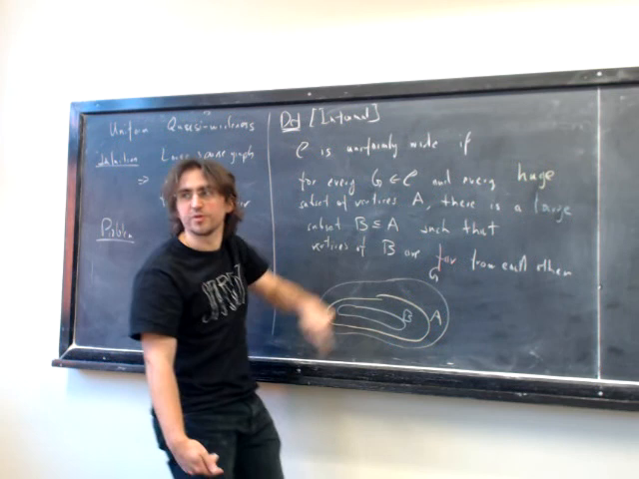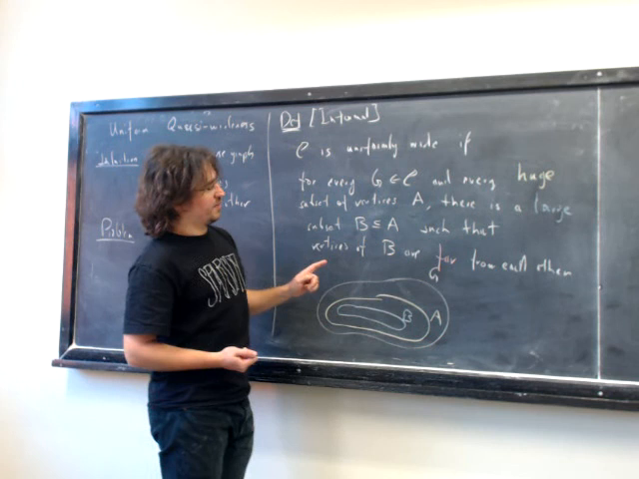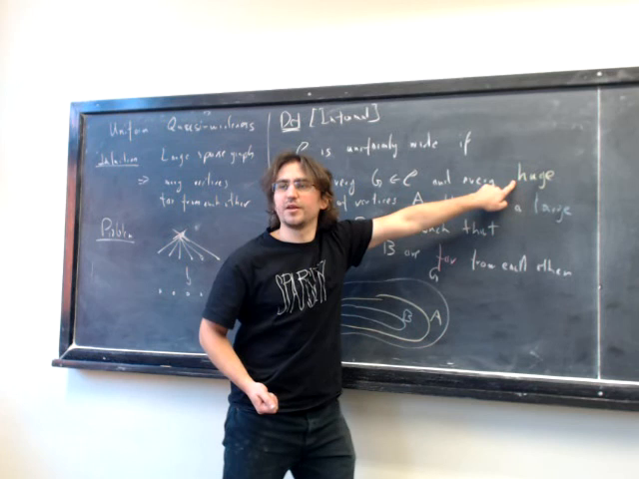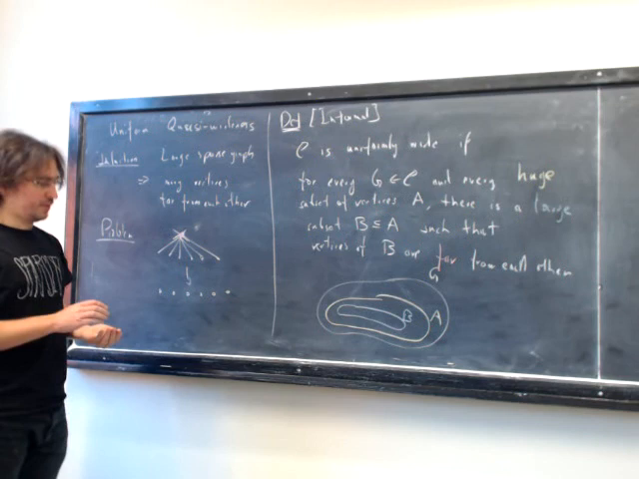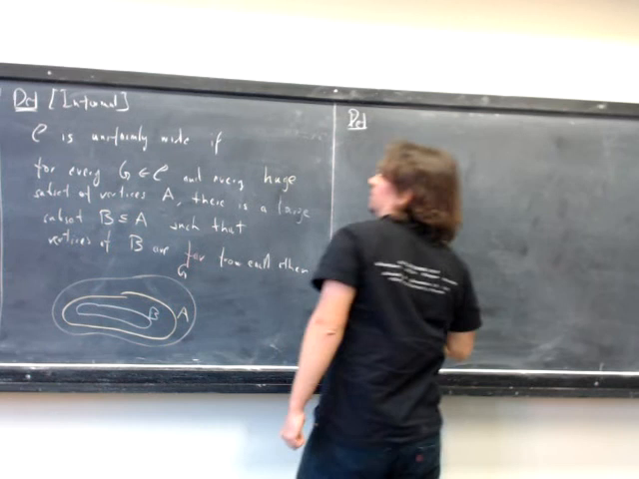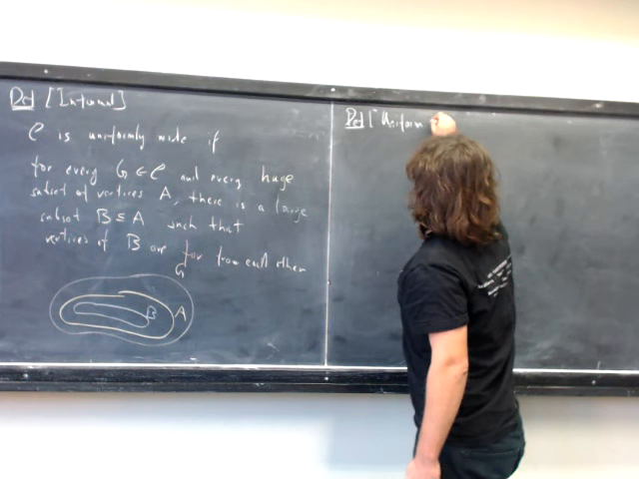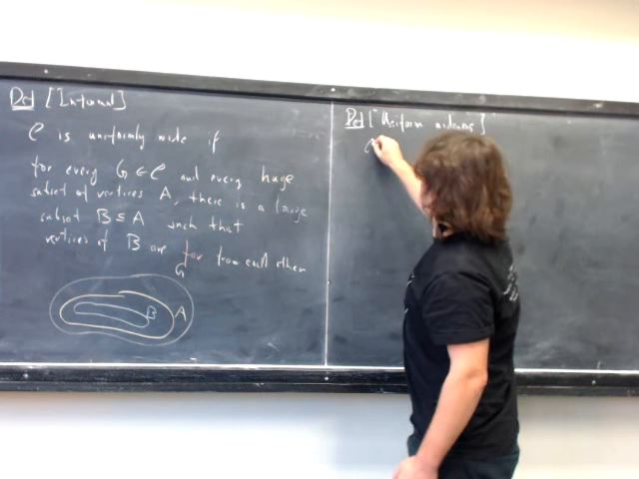This is an informal definition because the things that I wrote in red, blue, and green were not defined formally. What does it mean, large and huge? What does it mean that vertices are far from each other? But that's the intuition. So now let's try to make this definition formal. Now, this is the definition of uniform wideness. Okay, so C is uniformly wide.